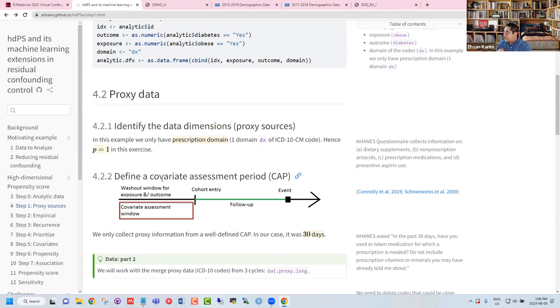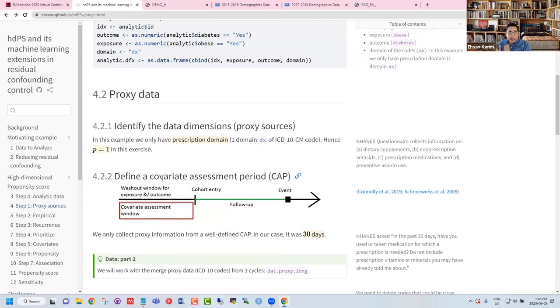When you are using the health administrative data sources, usually this covariate assessment period can go back to 6 months or 1 year or 2 years, but mostly you have seen in most of the analysis, it will be 6 months. And you can play with it if you think that the type of observation or the type of outcome that you are dealing with, only 6 month observation of the proxy information before the exposure is not enough. You can obviously extend it to 1 year or 2 years.